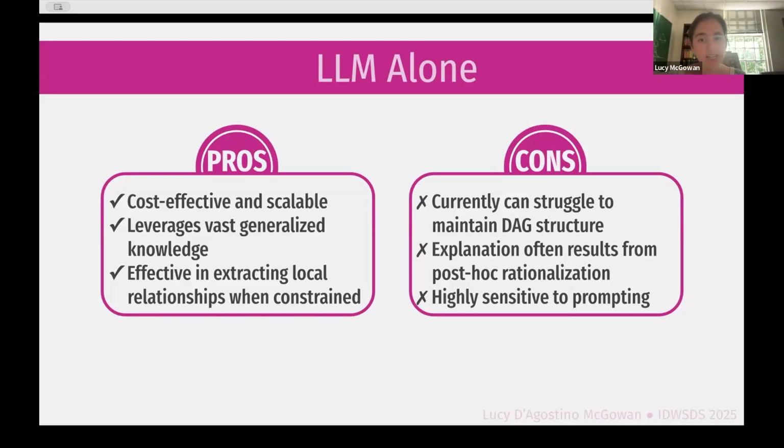But it can struggle to maintain the DAG structure. When you ask it to explain why it had a cause and effect, it usually gives some kind of post hoc rationalization, which is not great. And it's highly sensitive to prompting, which is also not great.